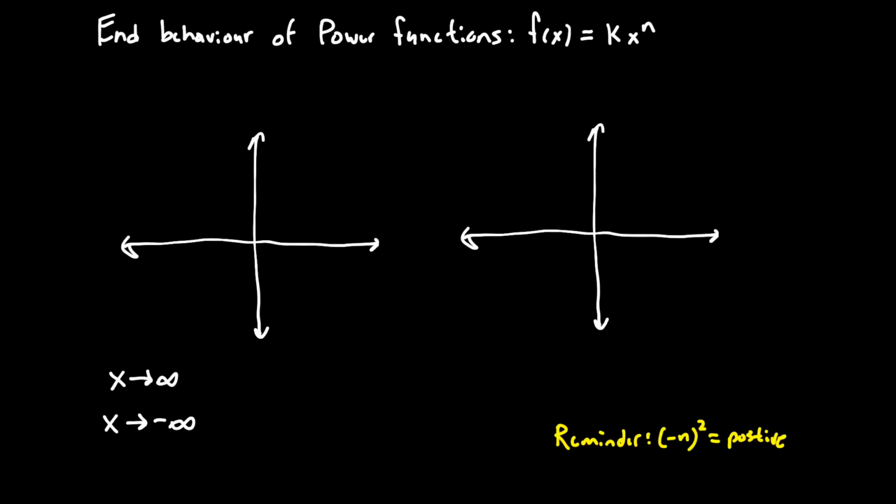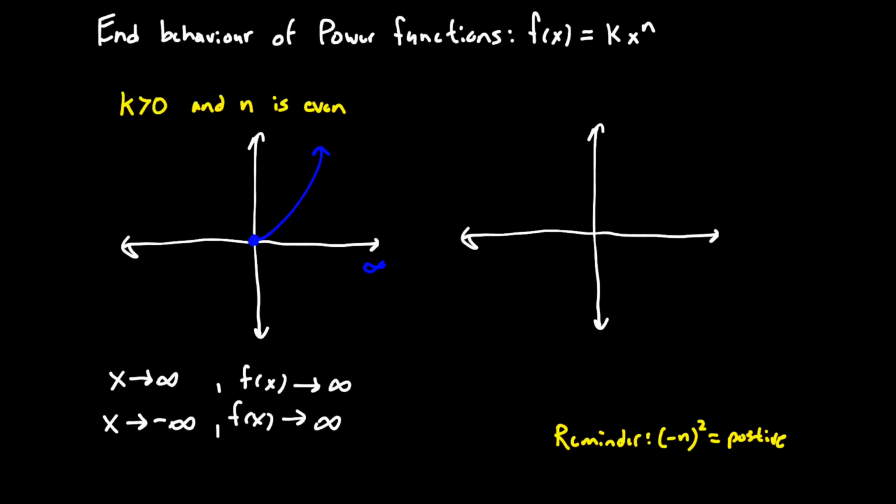In the first case, let's assume k is greater than 0 and n is even. Then, as x approaches infinity, we have that f of x is also approaching infinity. This is because x raised to the n is equal to x times x, n times. And as x approaches negative infinity, we also have that f of x is approaching infinity, because x raised to the n can be rewritten as a negative number raised to the second.